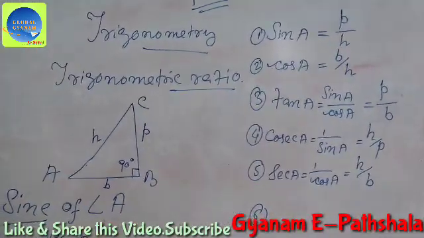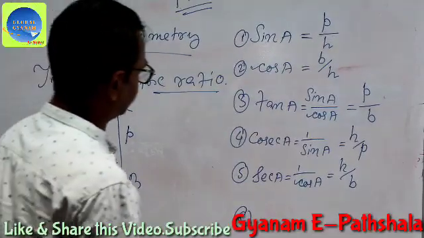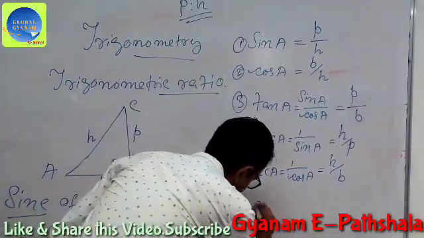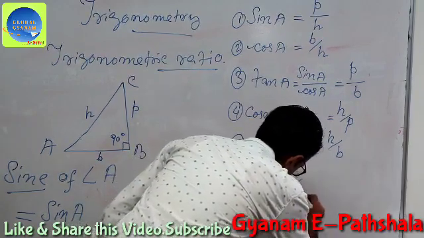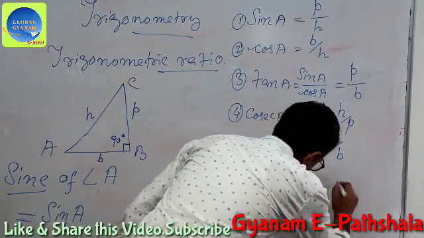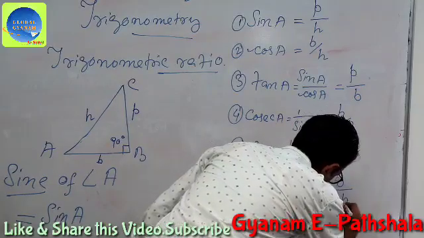Sec A. And then we come to the last trigonometric ratio, which is cot A. Cot A is nothing but 1 by tan A, the reciprocal of tan A. This is just base by perpendicular.